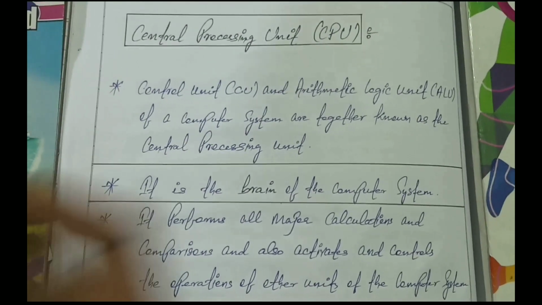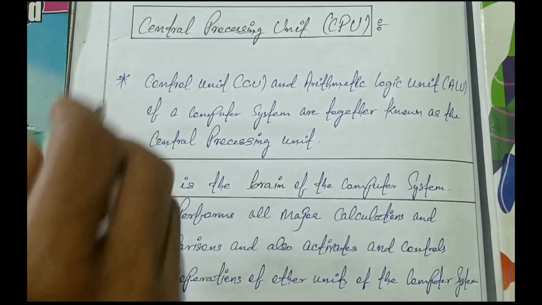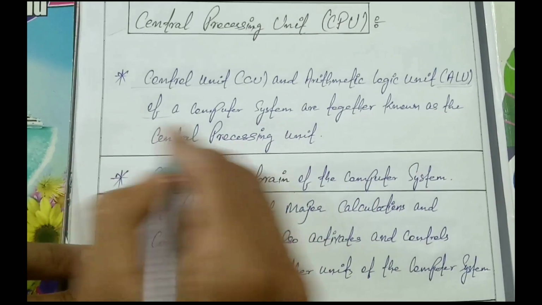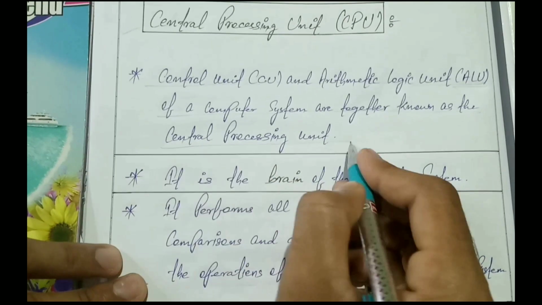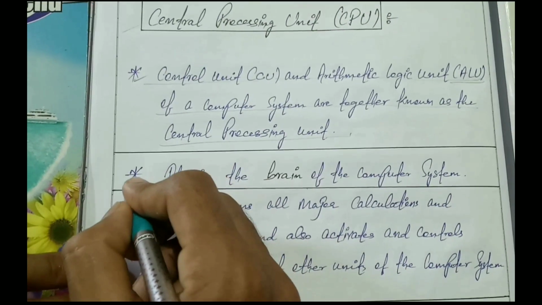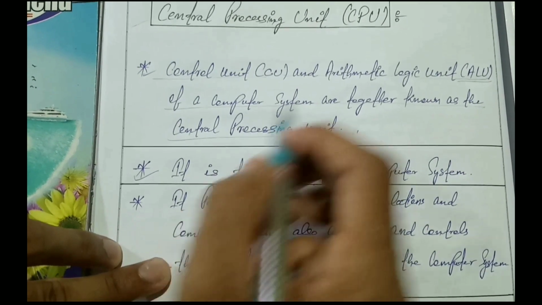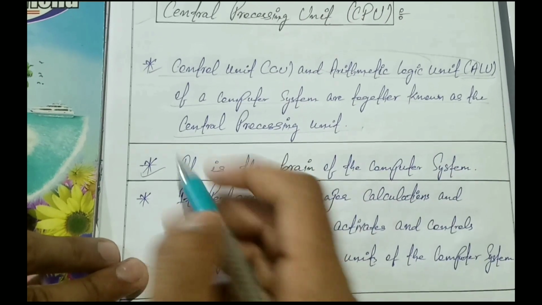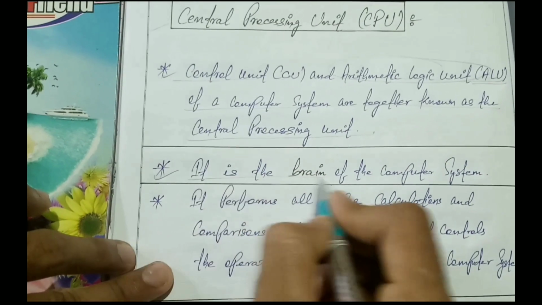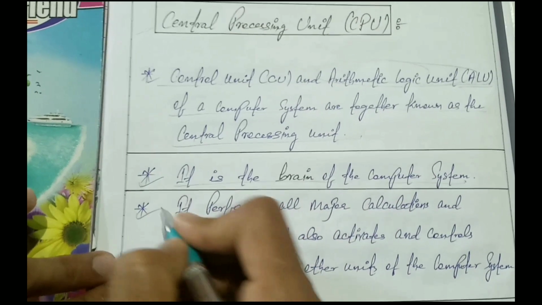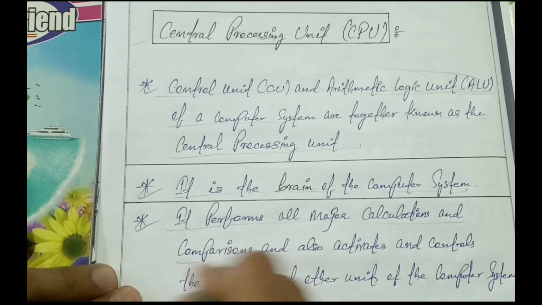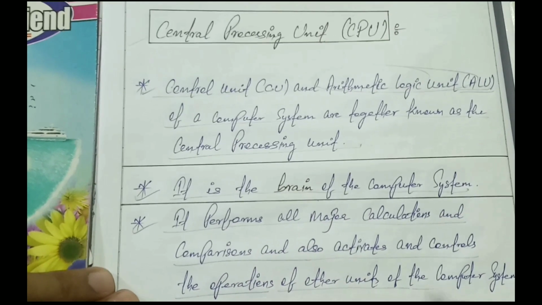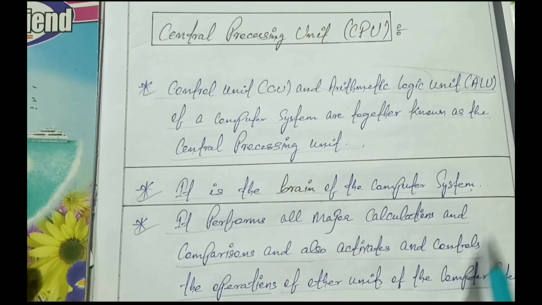Now, the central processing unit. The control unit (CU) and arithmetic logic unit (ALU) of a computer system are together known as the central processing unit, CPU. In the arithmetic logic unit, logical operations take place, meaning the calculation part. It is the brain of the computer system. It performs all major calculations and comparisons and also activates and controls the operation of other units of the computer system. Here the main operations occur.